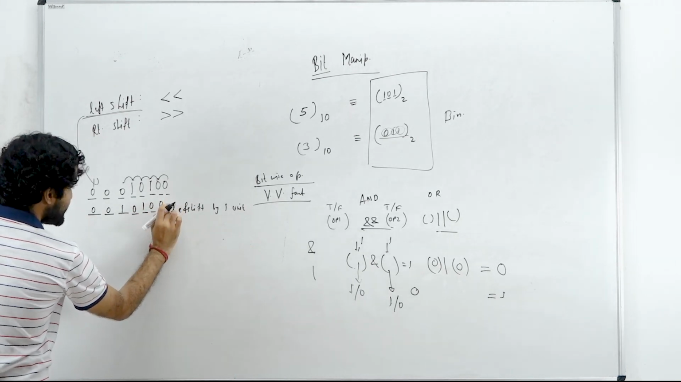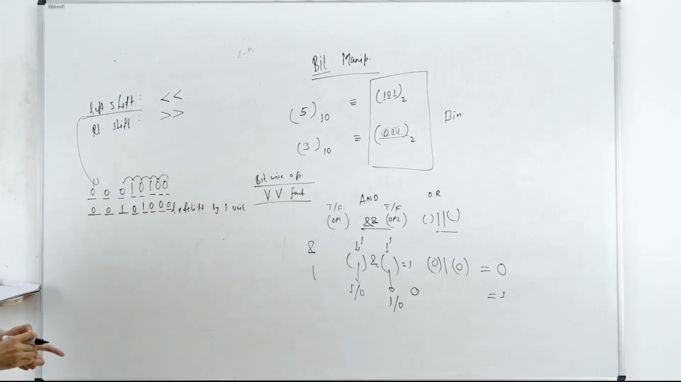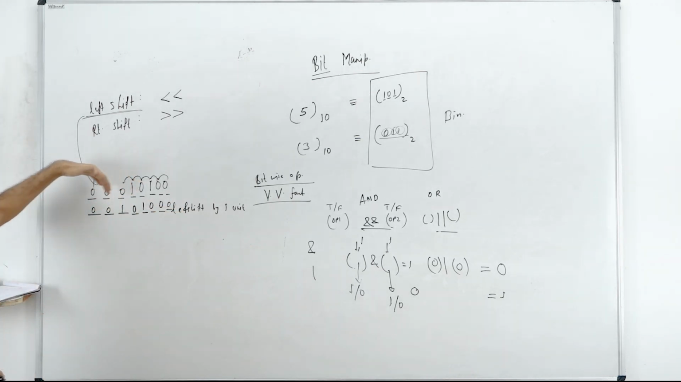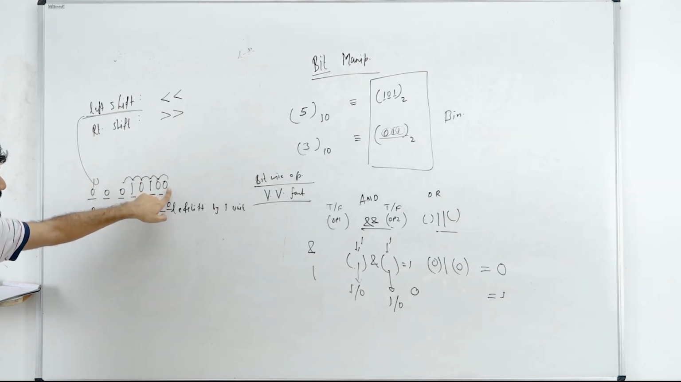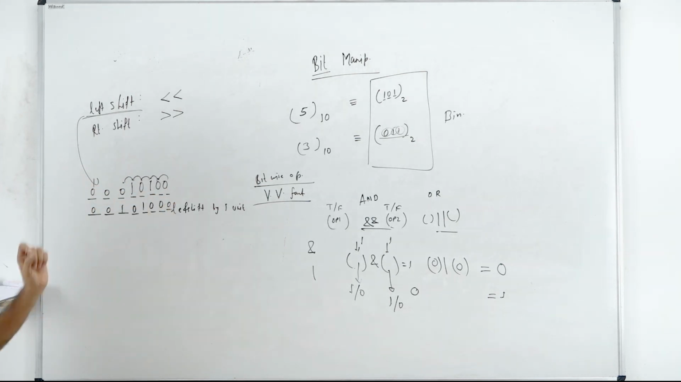And then once this is vacant, then this remains 0. So this is the meaning of left shift. Every bit shifts 1 unit to its left and the position that remains vacant turns to be 0. Okay, this is what left shift is.